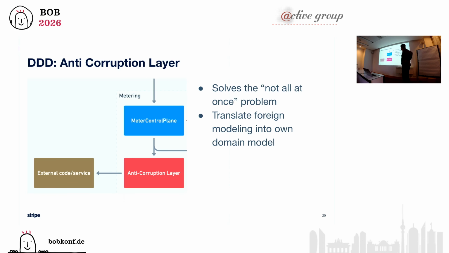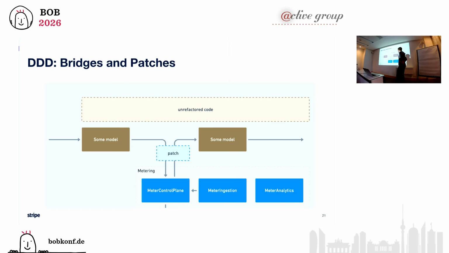Anyways, so anti-corruption layer, I guess I already covered that, so we can skip that. That's good. So here's another interesting thing that I don't think DDD really prescribes, but we kind of needed that because of the way our code was written.